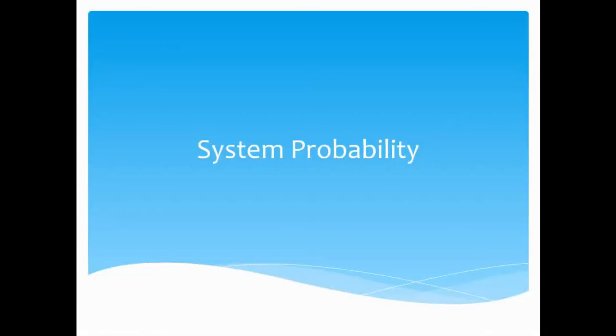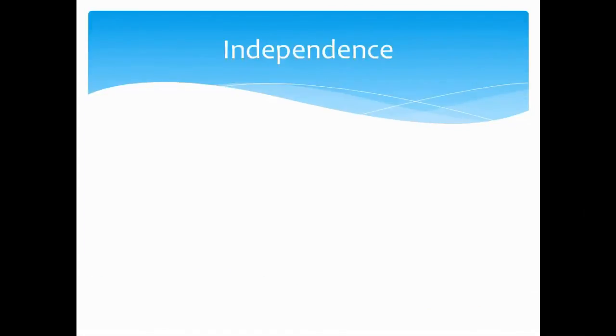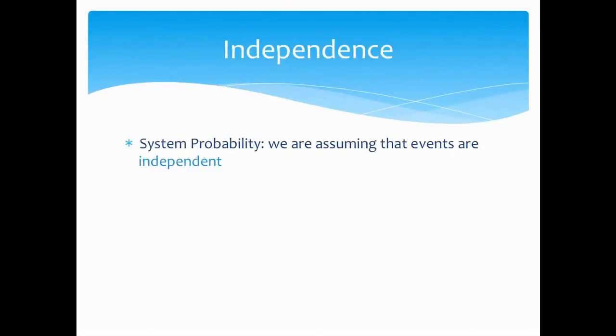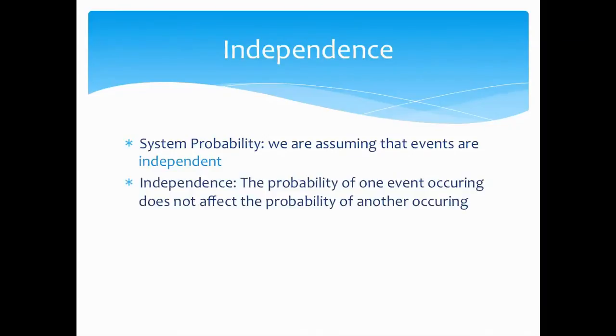Hello everyone, today's topic is about system probability. The idea behind system probability is independence of multiple events. We need to first discuss independence and the multiplication rule. When calculating the probability of a system, we are assuming that the individual events are independent. This means that the probability of one event occurring does not affect the probability of another event occurring.